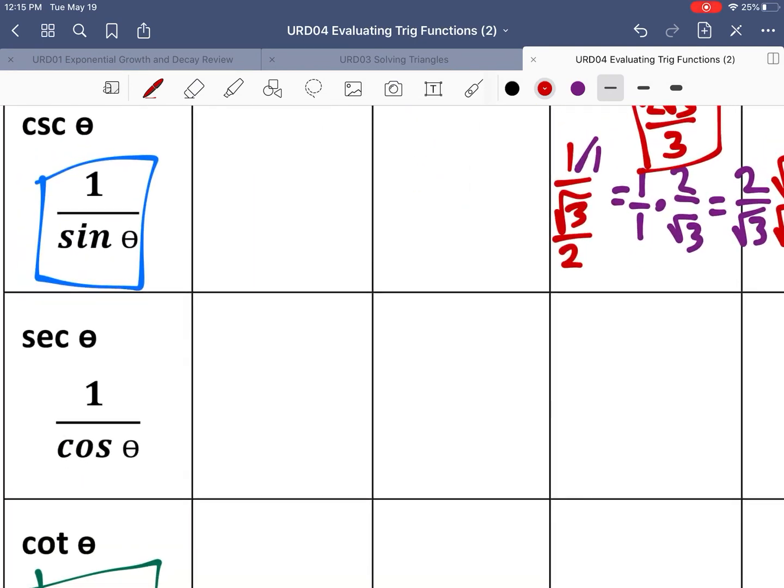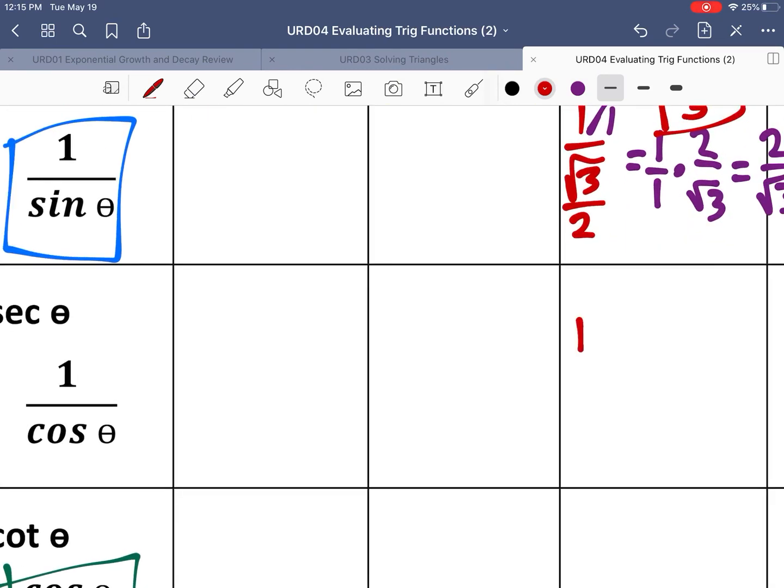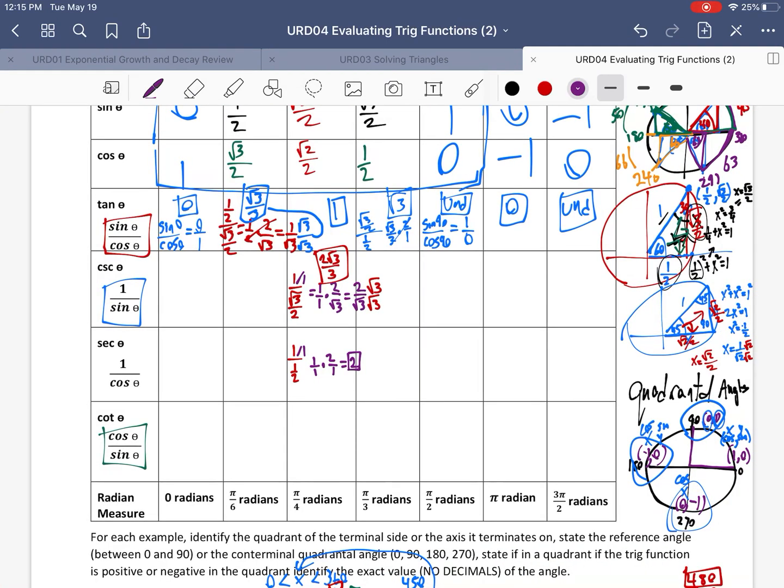I'm going to do the same thing for secant. So this is going to be 1 over 1/2. I'm going to make this into a fraction. So this is going to become 1 over 1 times 2 over 1, keep change flip, which is going to be equal to 2.